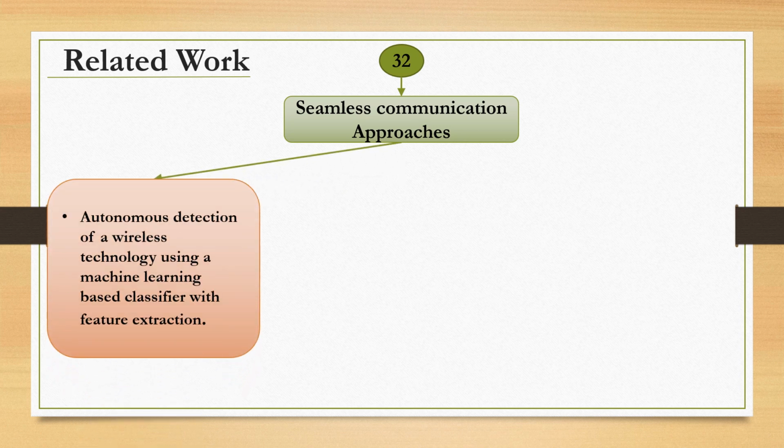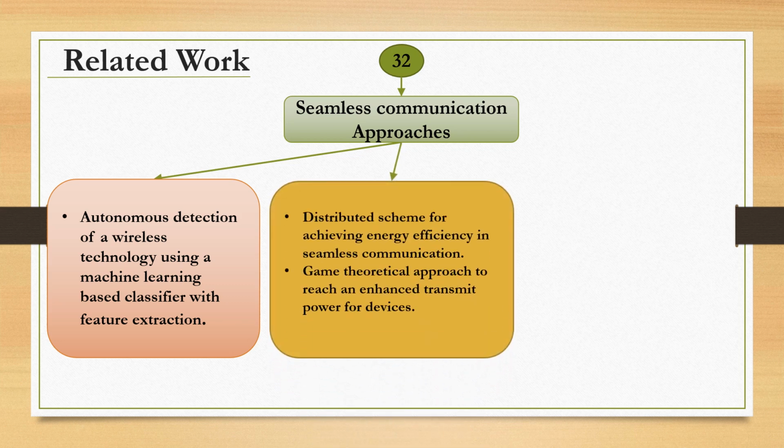First, we have the first paper. It has proposed an autonomous detection of wireless technology with secure end-to-end communication and transmitting power control with energy efficiency. It has proposed this solution using a machine learning based classifier with feature extraction. However, this system lacks hardware simplification and a robust security protocol design.